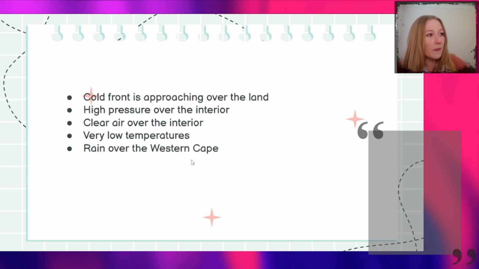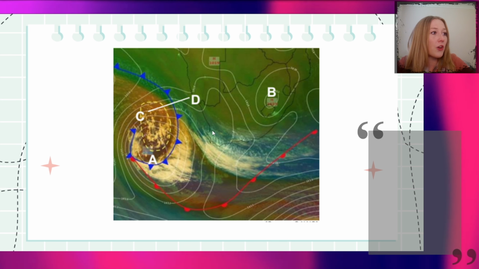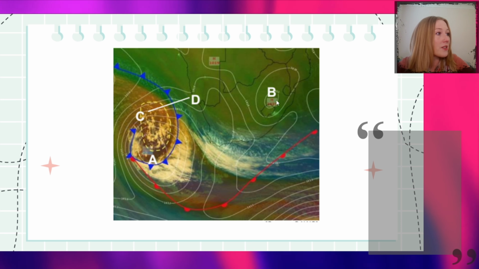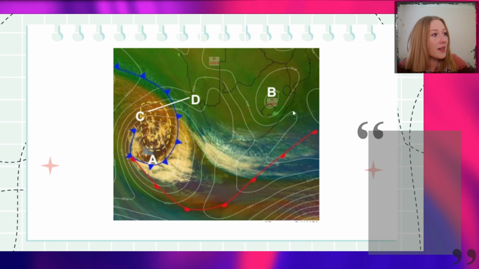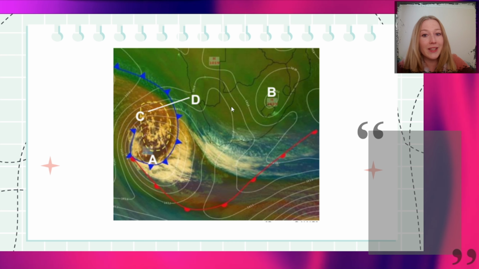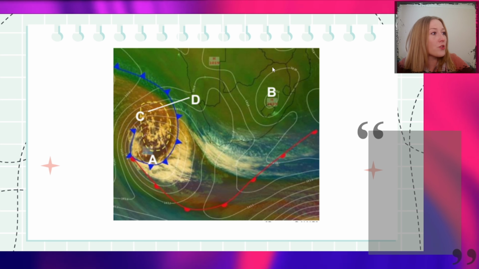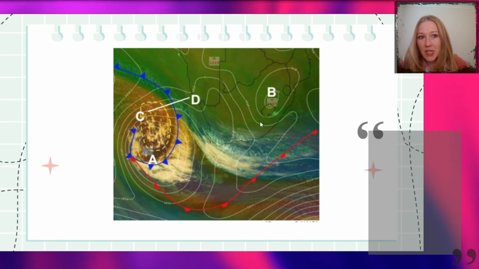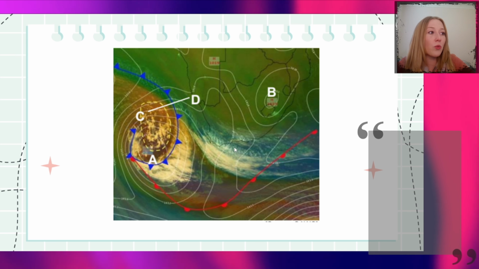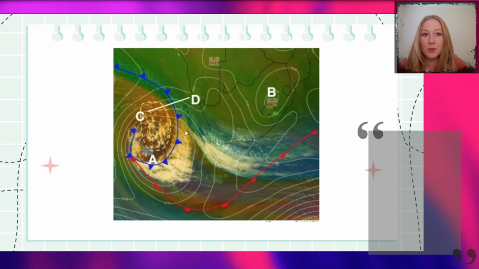Now remember, the Western Cape and the Eastern Cape are the only two places that will experience rainfall in winter. You can see there's that high pressure and nothing else over the interior. There are no clouds, so that's what I mean by clear skies over the interior: no clouds, no rainfall. We can't see any of the temperatures, but presumably it's also cold. We have some clouds or rainfall over the Western Cape, and a cold front that is busy approaching.